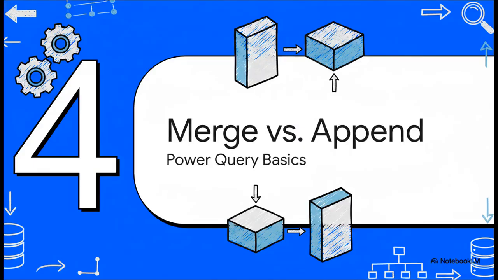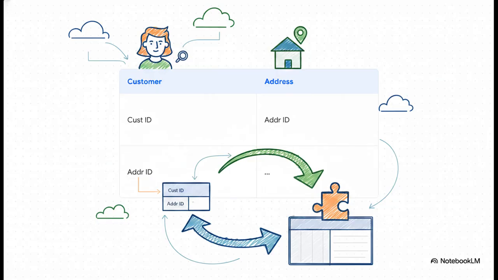Finally, Section 4, Merge versus Append Basics. We're going to do a rapid-fire data transformation rule right within Power Query. If you spend literally any time shaping data, you are going to face this constantly. Let's say we're importing two completely separate tables into Power Query. We've got a customer table with an ID, name, phone, email, and crucially, an address ID. Then we have a totally separate address table that also contains an address ID column.